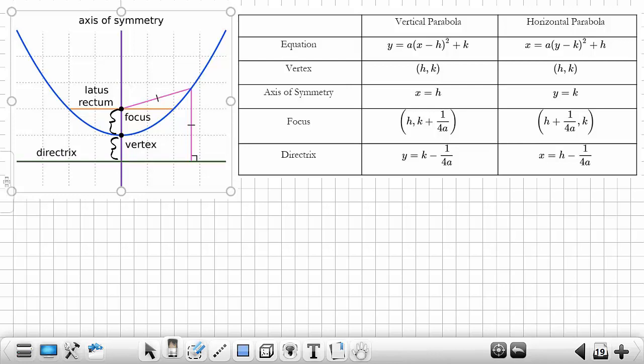Minus 1 over 4a. So the distance that's here must be that much. The distance to here must be that much. So that distance is 1 over 4a. That's a huge concept for this. The distance from the vertex to the focus is 1 over 4a. The distance, now I'm talking distance, which is always positive, from the vertex to the directrix is 1 over 4a. They are the same.